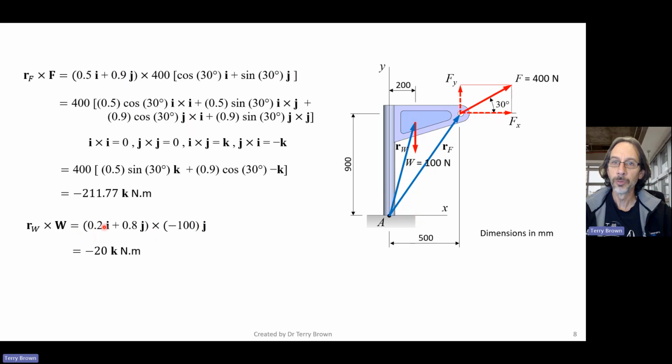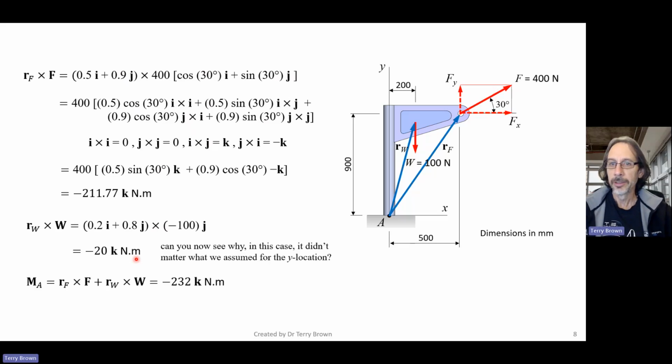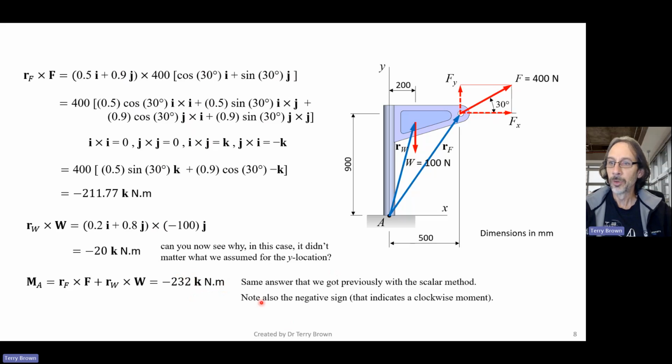So the only thing we're left with is 0.2 i cross j, and i cross j is k. So we end up with minus 20 k Newton meters. As I said, you can now see why that didn't matter. And if we add all of this up, we get minus 232 in the k direction, or the z direction, Newton meters. So this is the same answer that we got previously with the scalar method. Also note that the negative sign that we ended up with indicates that we've got a clockwise moment, which is what we saw before.